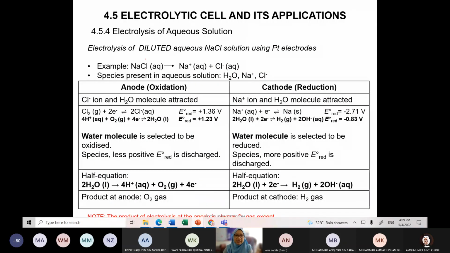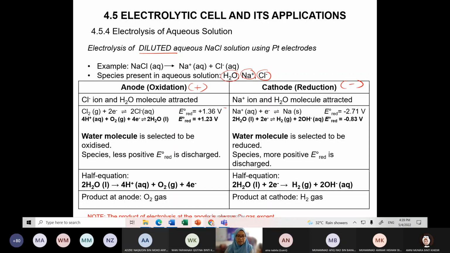Okay, what if it is a diluted solution? Diluted aqueous sodium chloride solution, still using an inert platinum electrode. Like the previous one, you have to list out all the possible species in the solution. So we have Na+, Cl-, and also H2O. The anode is positively charged, this one is negatively charged. Alright, so we are going to compare the values.